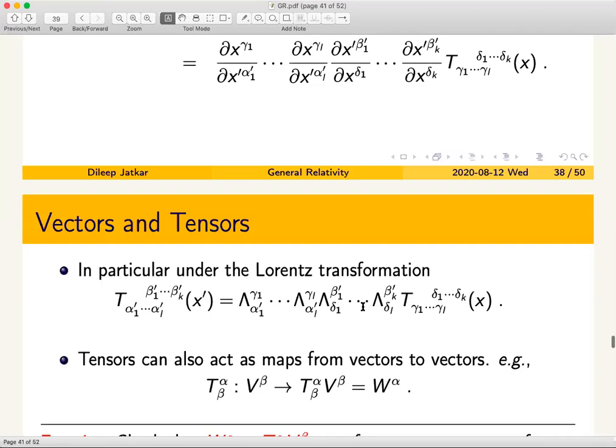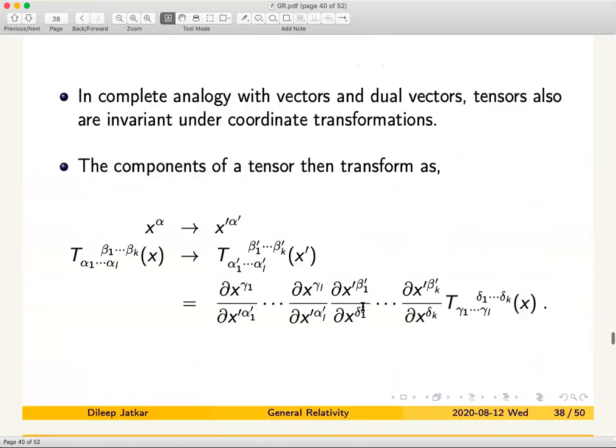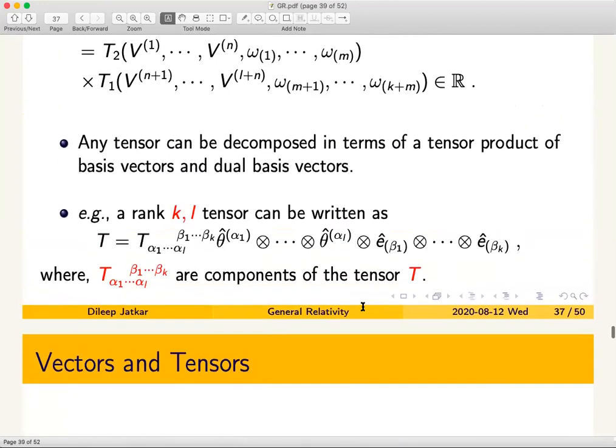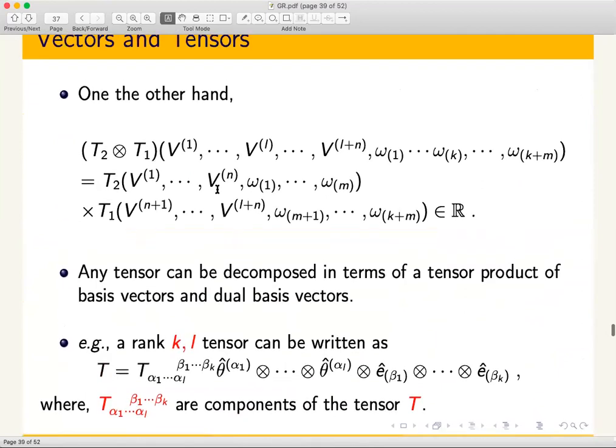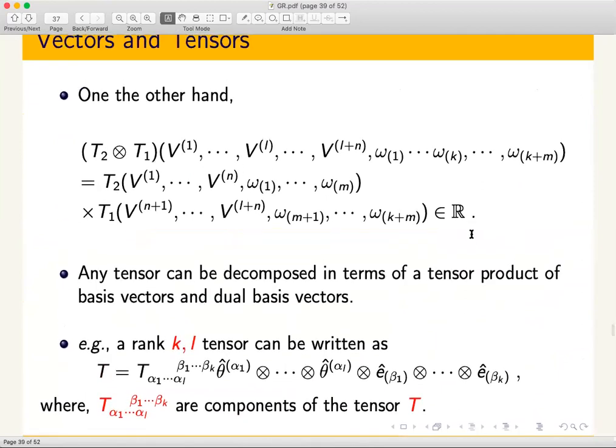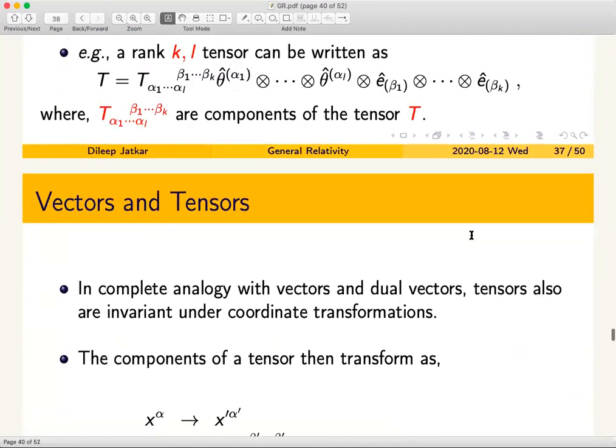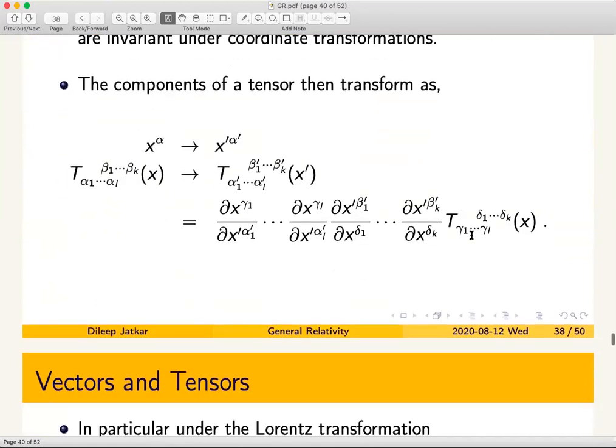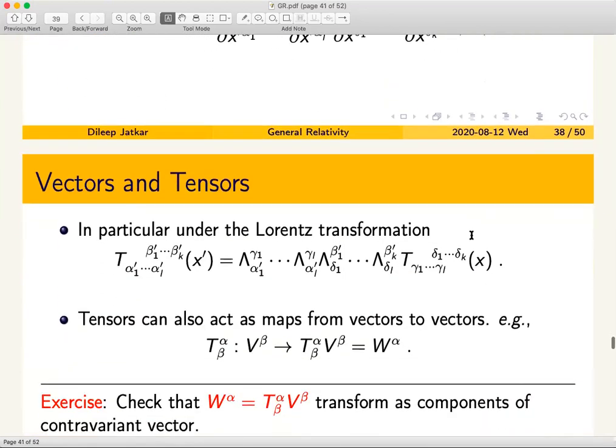Now, so far we have defined tensors as maps from a collection of vector spaces to numbers. But that is not necessarily the only definition. We could also define tensors in yet another way, and that is to say that a tensor, for example a second rank tensor, is a map from a vector space to a vector space.